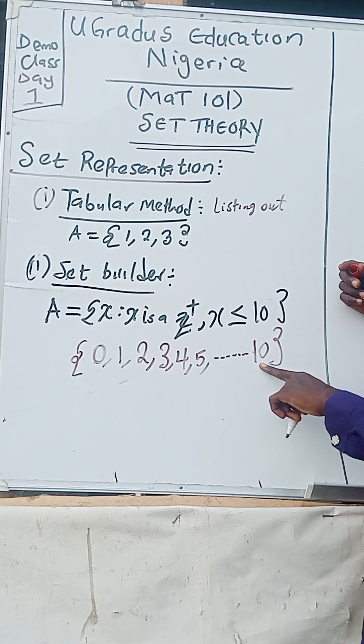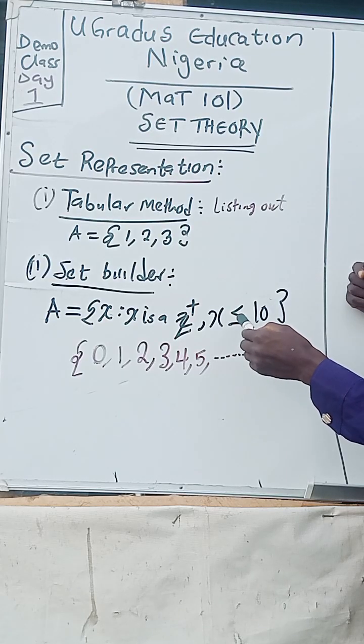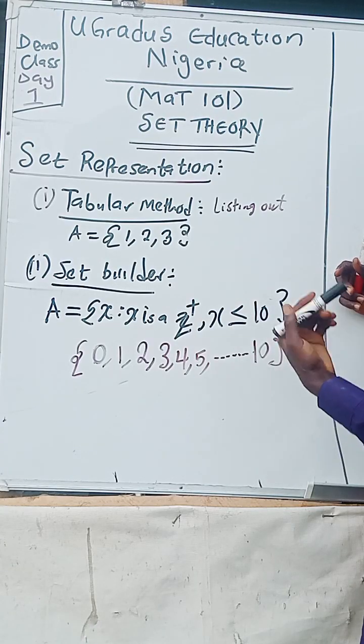You would have stopped at 9, but because they said less than or equal to. If you only had less than here, you would just write 9. But because you have less than or equal to, then you will stop at 10. So this is how to interpret this question.